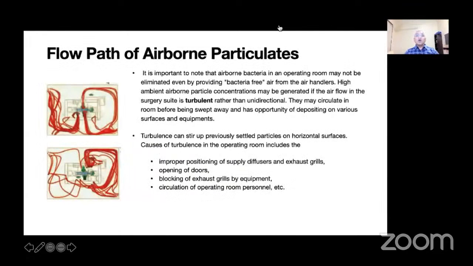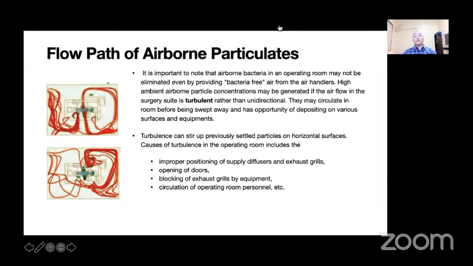So our purpose is not served just by providing bacteria-free air from the diffuser area. Airborne particle concentration may be generated if airflow in the surgical site becomes turbulent. That means in the other area, which is not covered by the diffuser area and the laminar airflow, air can become turbulent. The turbulence can increase with improper position of supply diffuser and exhaust grill, by opening the door, by blocking the exhaust grill with equipment, or by circulation of operation room persons.